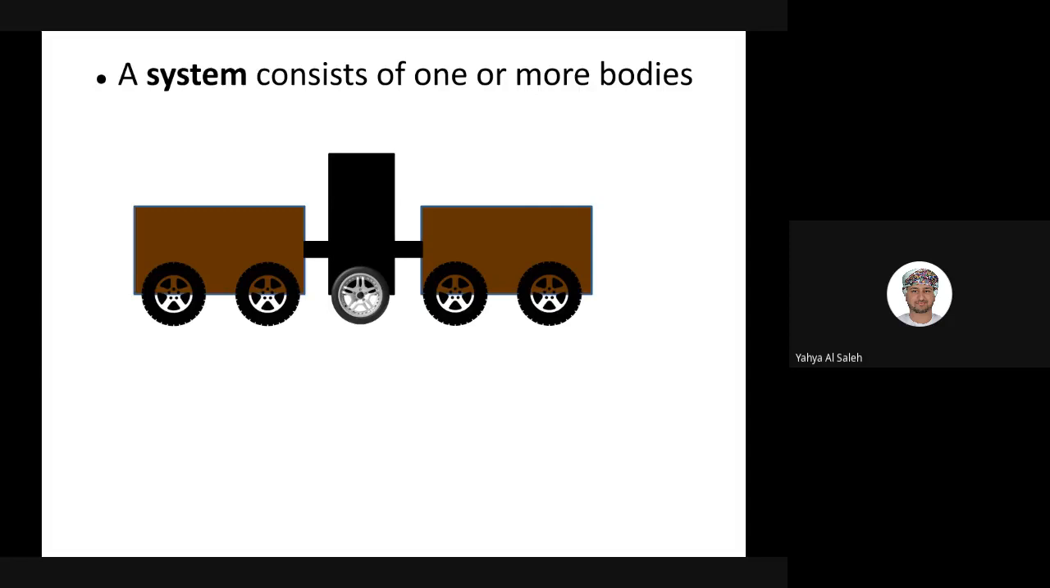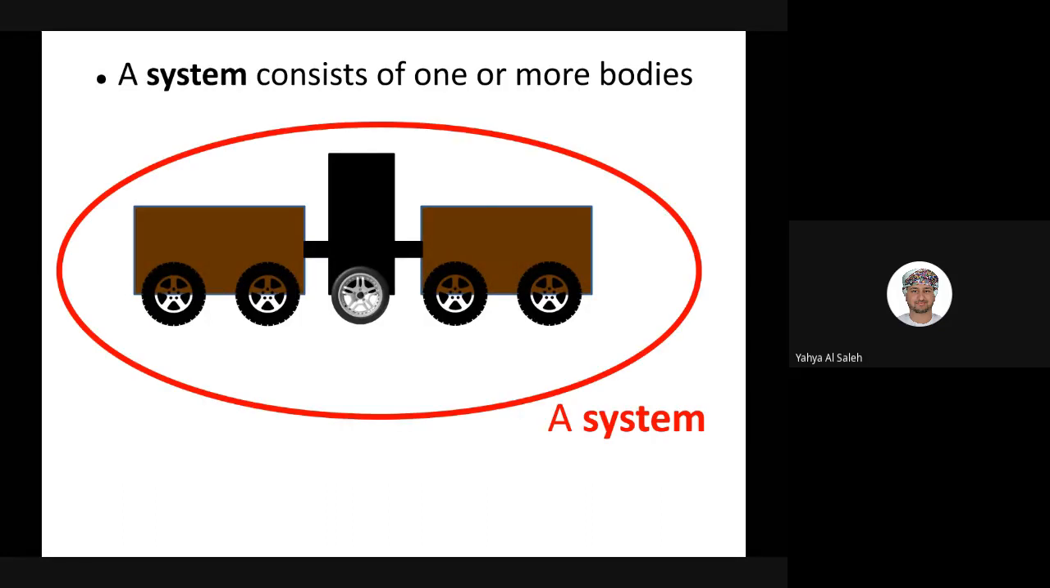Let's talk about what a system is. Say now I have this cart thingy. It consists of 2 brown pieces and 1 black piece in the middle, and it has 5 tires on one side and of course 5 tires on the other side. When I apply any physics problems on it, how do I deal with it? Do I treat each square on its own? No, that would be too complicated.